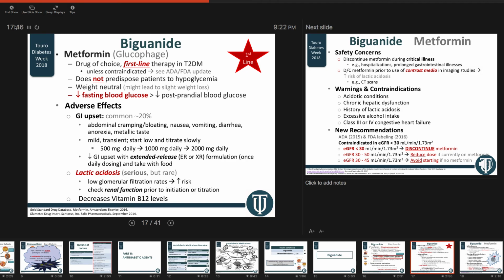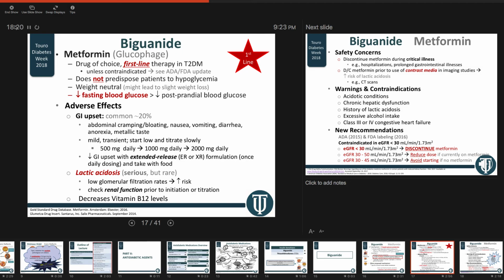If a patient comes to you and complains about having diarrhea and vomiting from taking metformin, then the solution might be to just change the formulation to an extended release formulation. There are two forms, either the ER or the XR. When we dose the extended release formulation, this is once daily dosing that we usually ask the patient to take before dinner and with food.